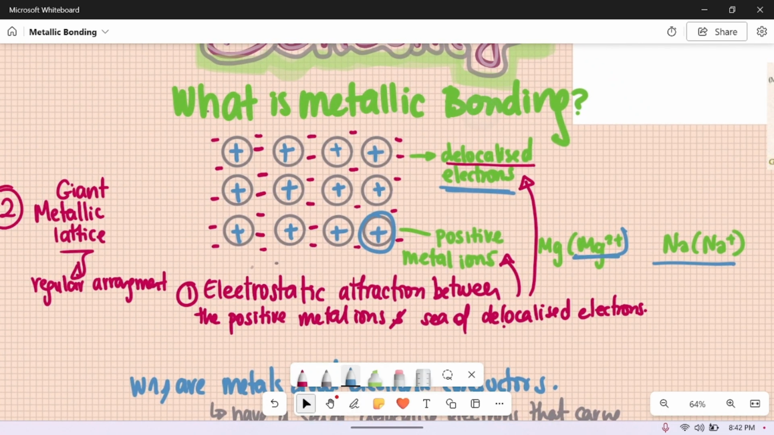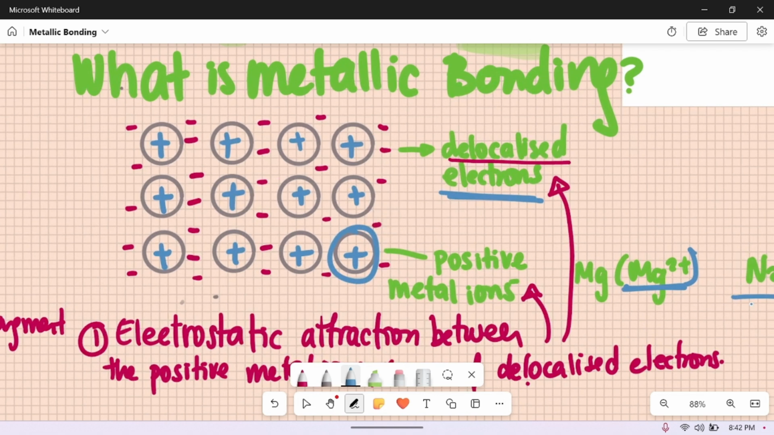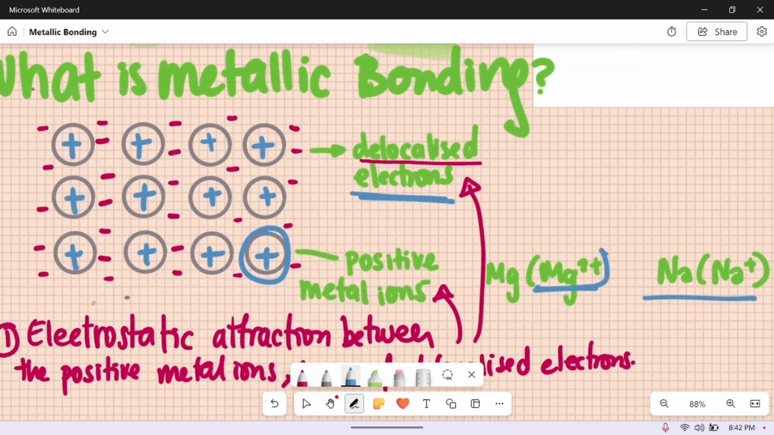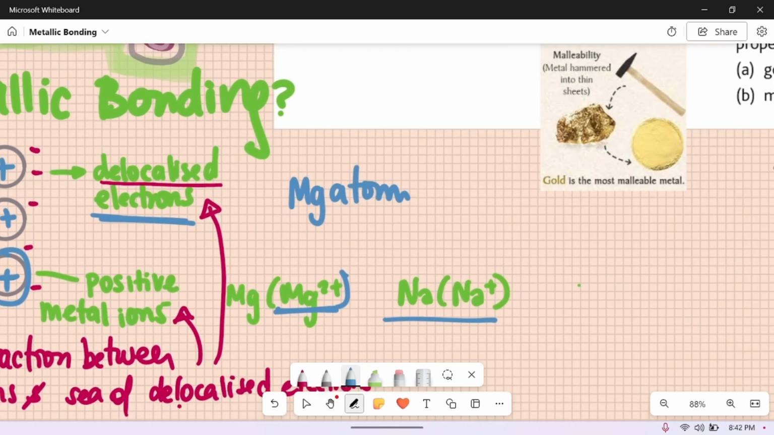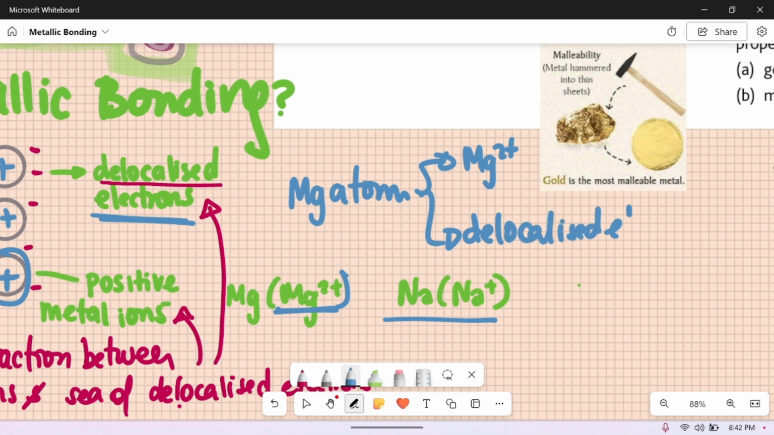So the other ones I want you to take a look at is these electrons. Not only are they electrons, they are delocalized electrons. That means they are kind of separated from these atoms. We know when ions are formed, there's positive formed and then there's negative formed. So these are the electrons that are separated from these atoms. Okay, let's say we have a magnesium atom. It's separated into two, which is the magnesium 2+, and the delocalized electron.